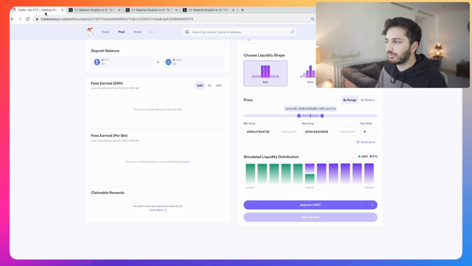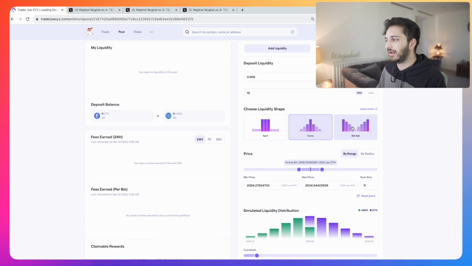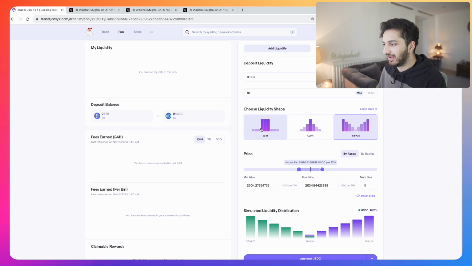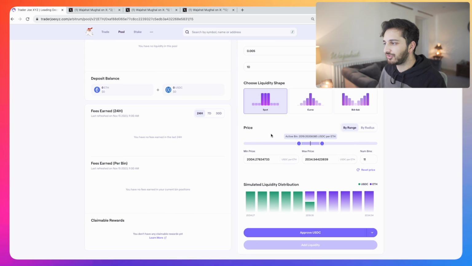So let's talk about the different strategies that we can do. There are three main strategies. We'll probably call them a beginner, intermediate, and an advanced strategy. As you can see, the distribution changes quite a lot when we click through them. We'll start off with the simple strategy. This is spot. This is, as you can imagine, an equal amount going across every single bin.